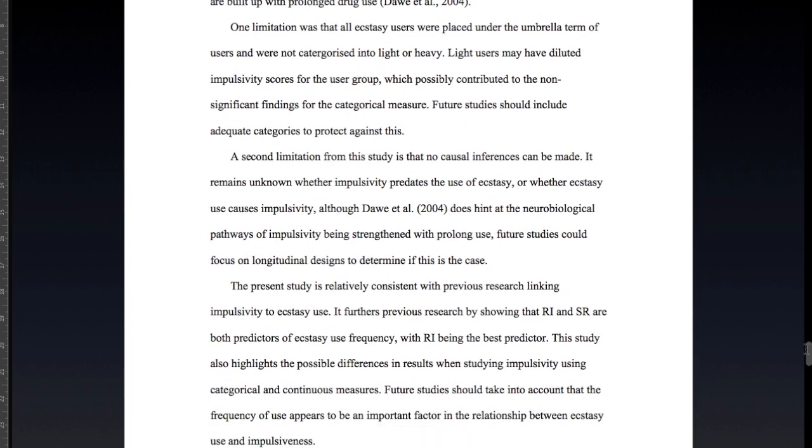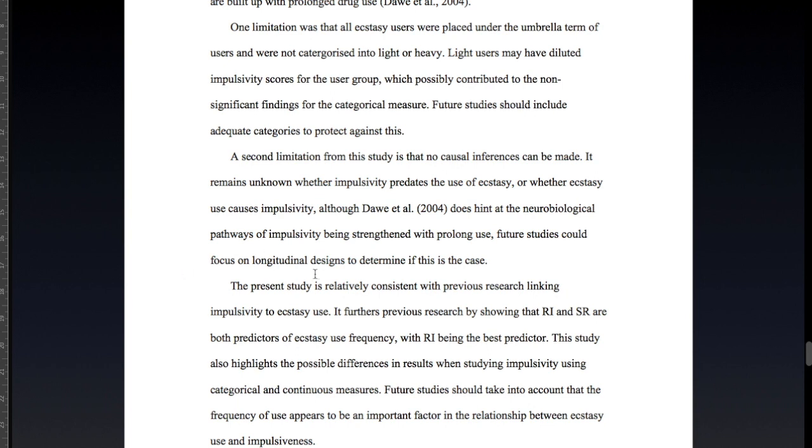The second limitation from this study is that no causal inferences can be made. It remains unknown whether impulsivity predates the use of ecstasy or whether ecstasy use causes impulsivity. So that wasn't really the aim of our study. So it's not so much a limitation of our study. I mean, it's a limitation, but our study didn't set out to do this, but it's important that we highlight that one thing does not cause the other, and our study does not show this. So future studies could focus on longitudinal designs to determine if this is the case.